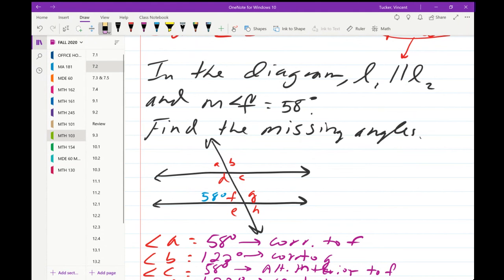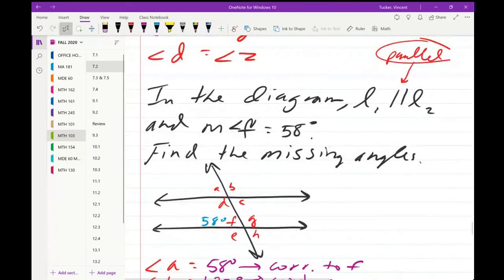All right. So in the diagram, we have L1 is parallel, and that's what that means when you have those two lines like that in between your letters. So L1 is parallel to L2. And I didn't write L1 and L2 right here. L1 is parallel to L2. And the measure of angle F is 58 degrees. Find the missing angles.